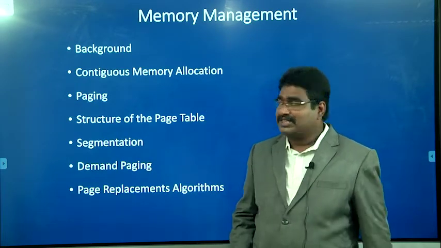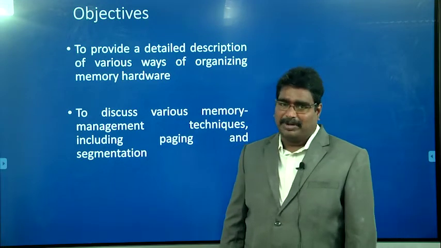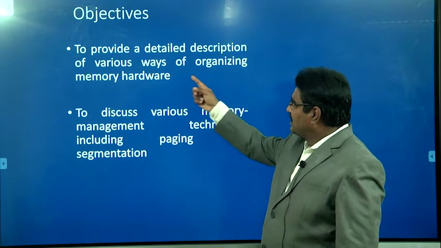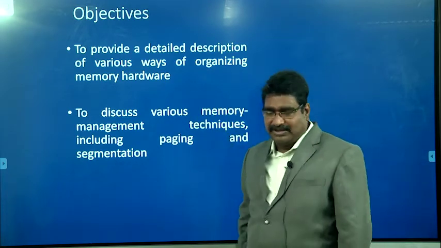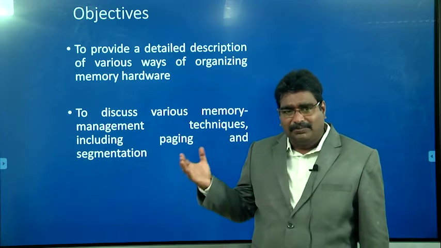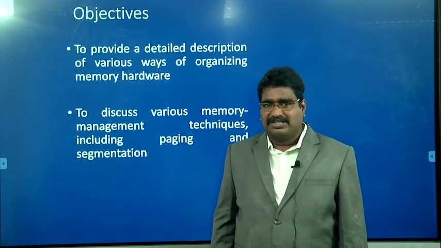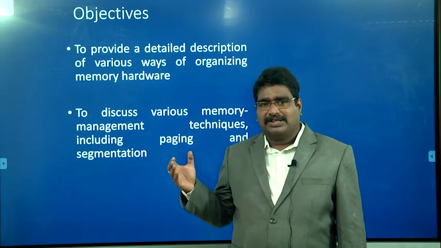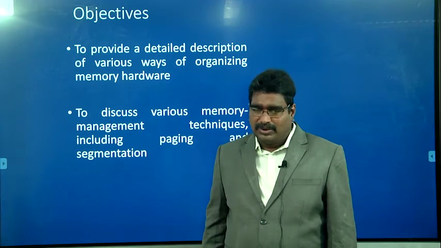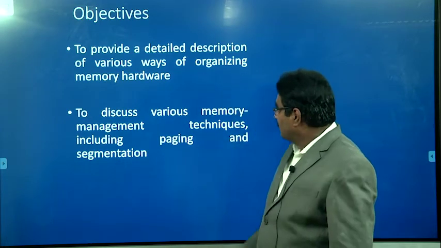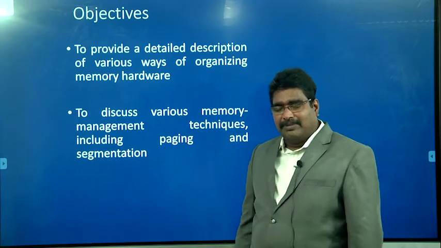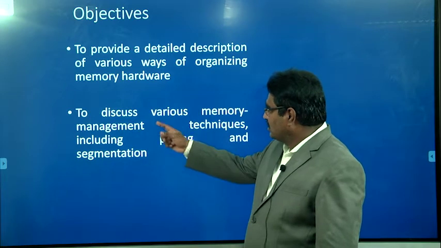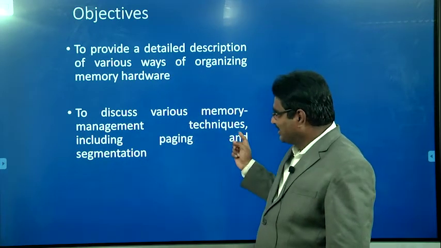So first we try to discuss the objectives of the memory management. The first objective is to provide a detailed description of various ways of organizing memory hardware. Already we know that the computer has different hardware devices. One is the processor and another one is the memory. Whenever we need to run our application, the application must be loaded into the primary memory. So here we try to discuss the different approaches we are using for memory hardware management.